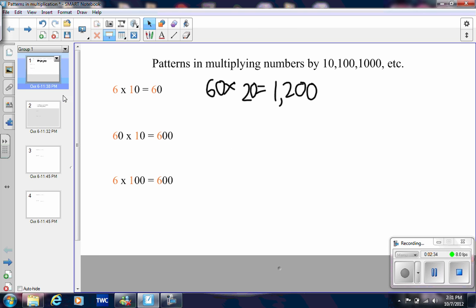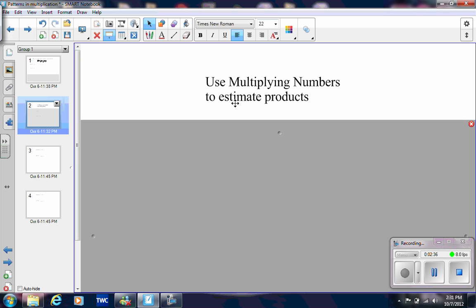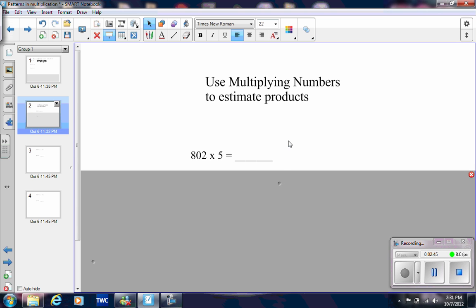We go on to the next slide here. So you use multiplying numbers now to estimate those products that we're going to do. So as you look at these problems that I have in here, 802 times 5. Now, eventually we're going to want to do the exact answer, but right now we're just talking about using these patterns to estimate these products. So as I look at 802, I would round that to 800. It's very, very close to 800. And then 5, I'll just leave it 5.